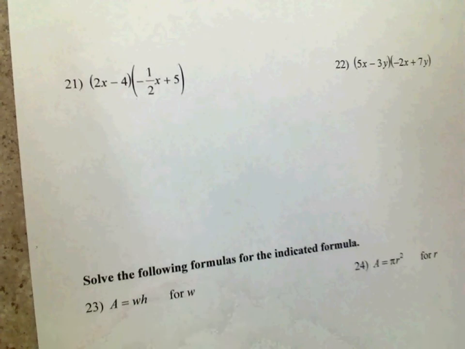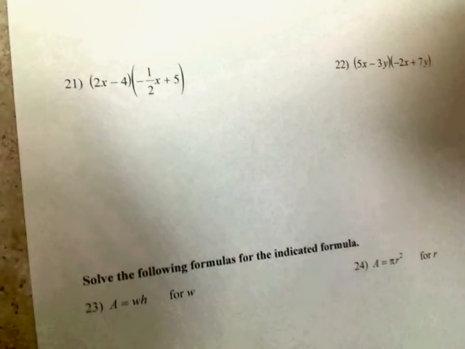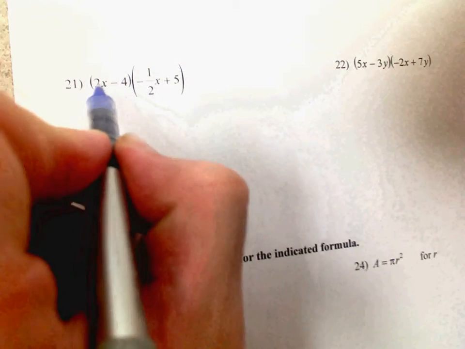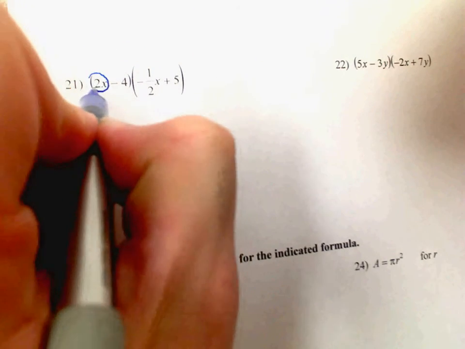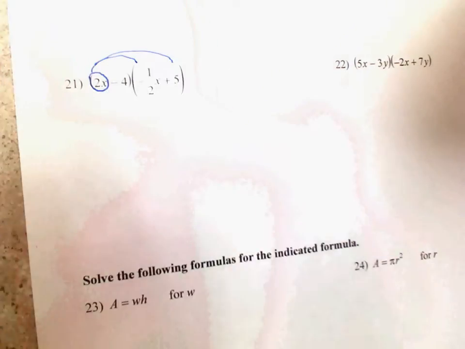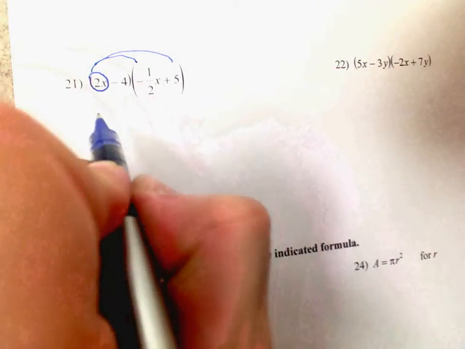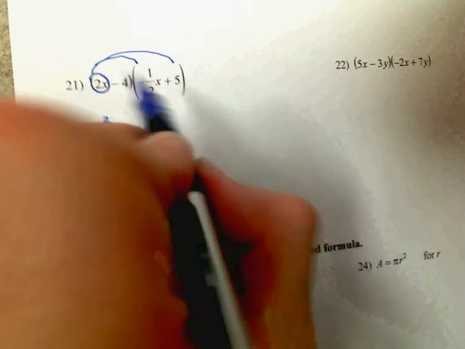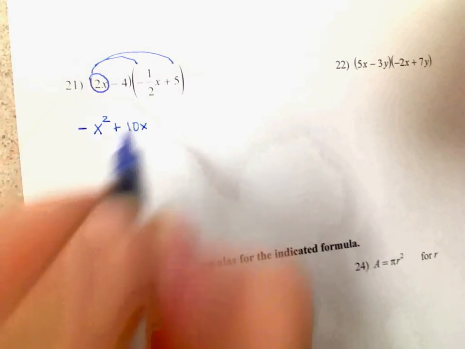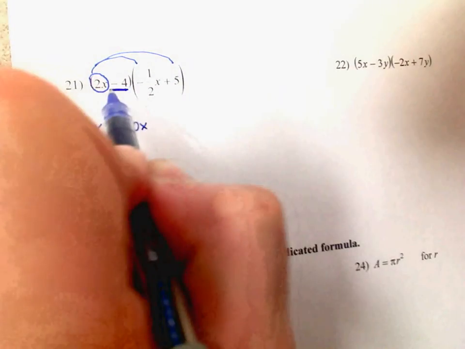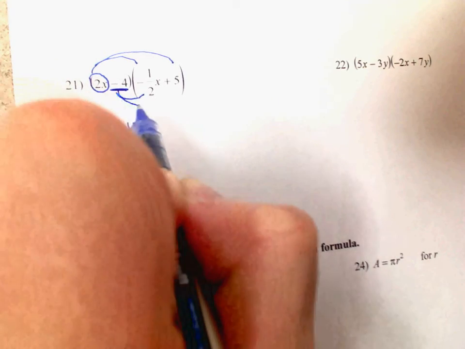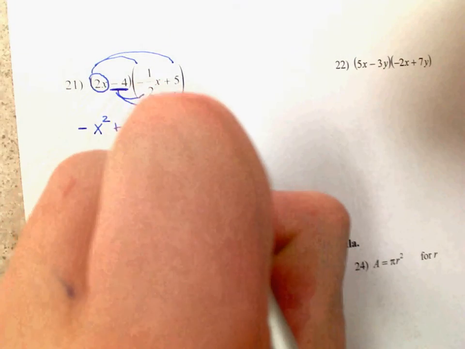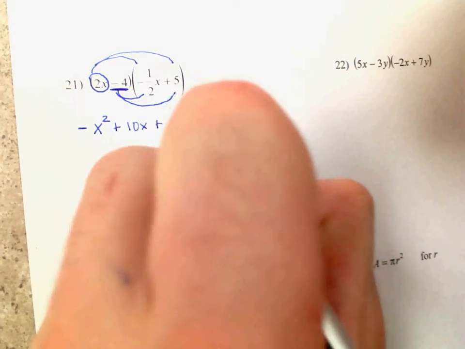Okay, 21, we are distributing again. Only this time we're distributing 2 things to the other side. So when you distribute multiple things, start with the first one, 2x, and I'll distribute it to both parts of the other side. 2x times negative 1/2 x would be negative 1x squared, and 2x times 5 would be 10x. Then you distribute the other one, the negative 4, to both parts as well. Negative 4 times negative 1/2, that's positive 2x, and negative 4 times 5 is negative 20.